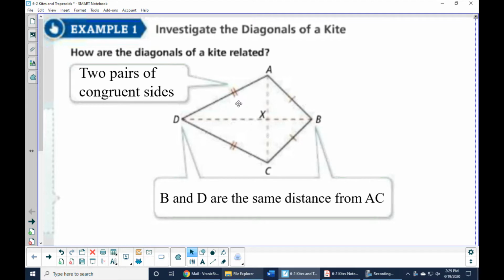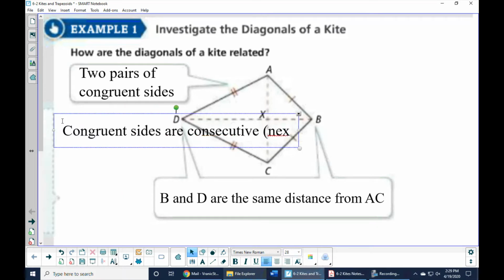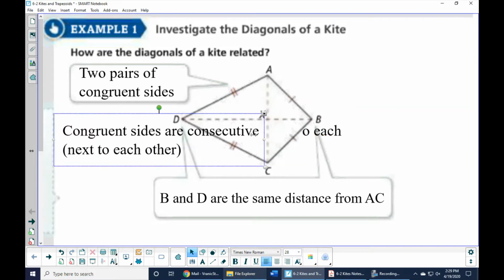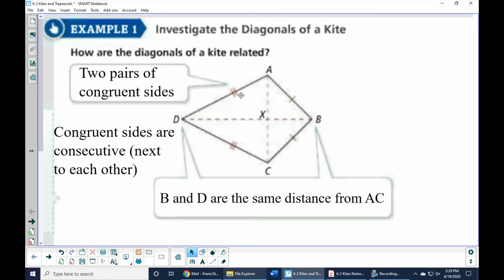So two things that stand out about a kite is it has two pairs of congruent sides, and those congruent sides are also consecutive, which means they are next to each other. Remember, that's an old word there, consecutive. So let's squeeze all that down a little bit. There we go. That looks a little better. Okay, so congruent sides, these ones right here are next to each other. These ones right here are also next to each other.